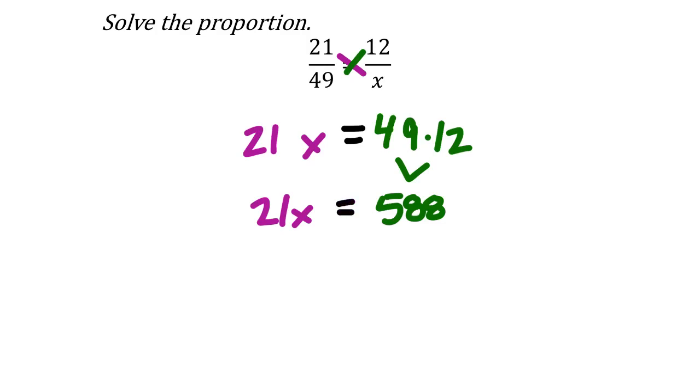Now, this creates a one-step equation for us. And hopefully you remember one-step equations because we're going to see them quite often. 21x equals 588. What would I do to solve this equation? I just divide both sides by 21 to make that 1x, right? So now x equals 588 divided by 21. Let's see what that is in the calculator. 28.